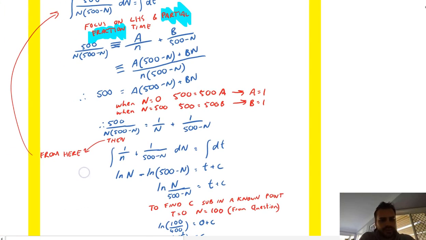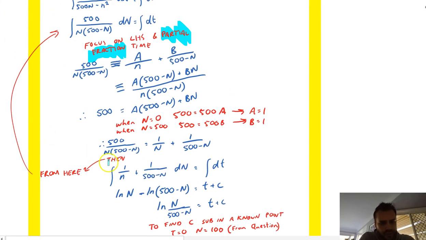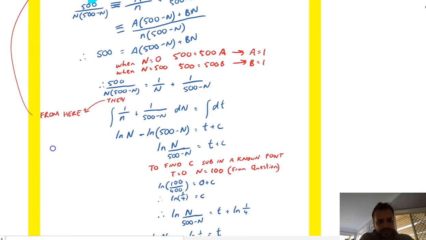Okay, so all of that is a bit of a sideshow because we started here at 500 over n(500 minus n). The integral of that with respect to n is equal to the integral of dt. So now we can take the partial fraction we just found and put it in for that fraction instead. So now we have the integral of 1 on n plus 1 on 500 minus n with respect to n equals the integral of dt.